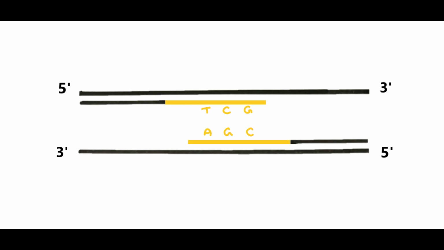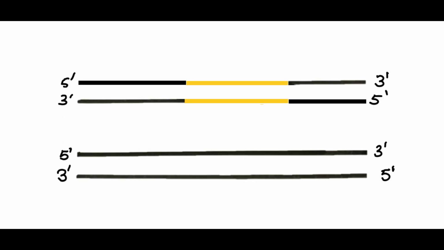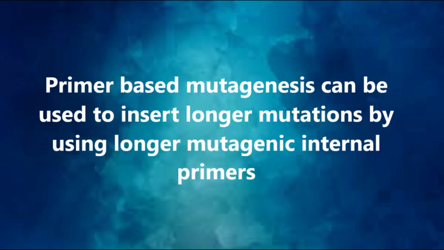During the first round, the following DNA fragments are produced. The complementary ends of the products hybridize in a second PCR to create the final product, which contains the mutated internal sequence with the serine. This technique can also be used to incorporate longer insertions by using longer primers.